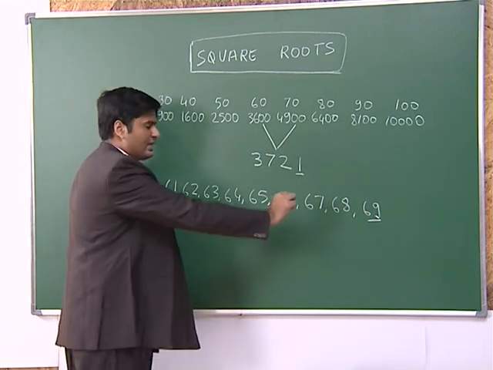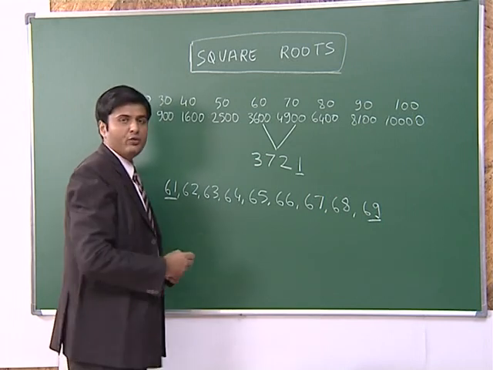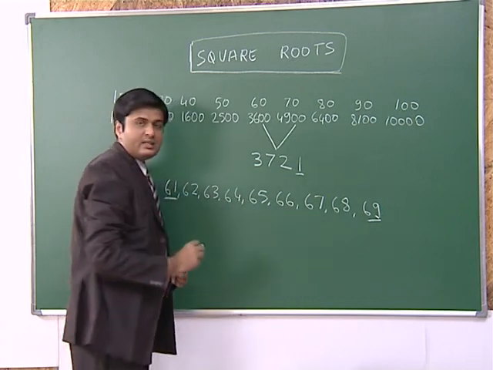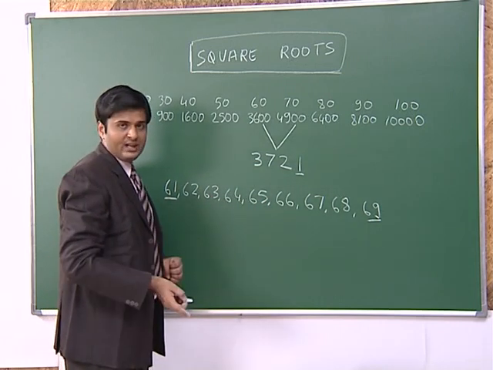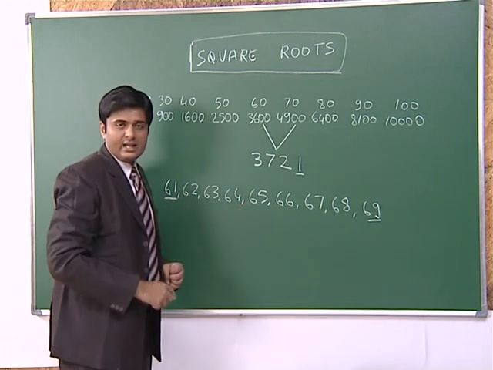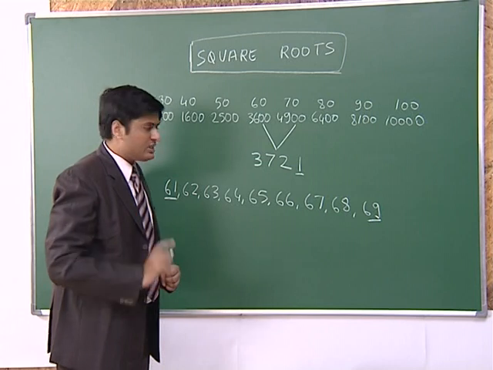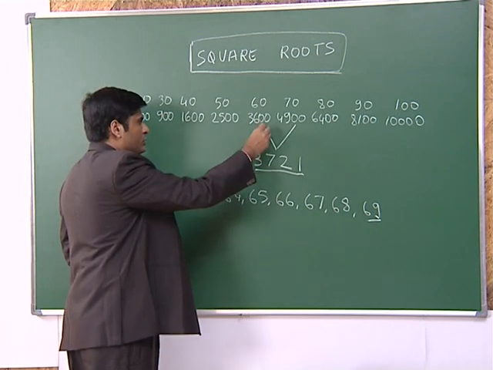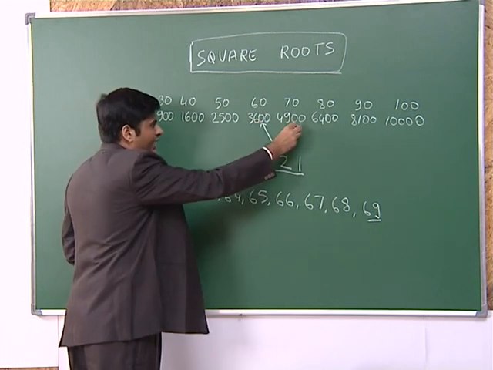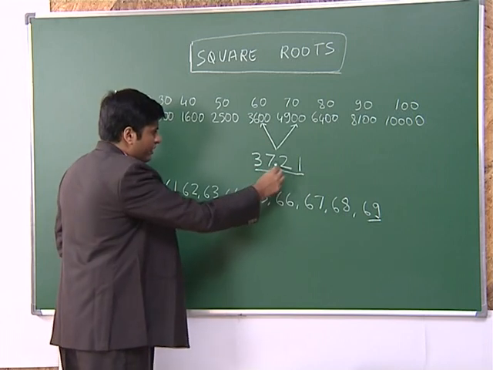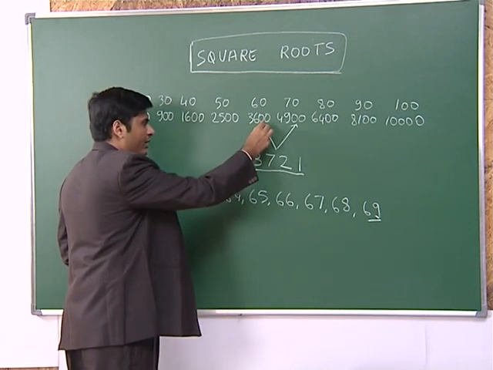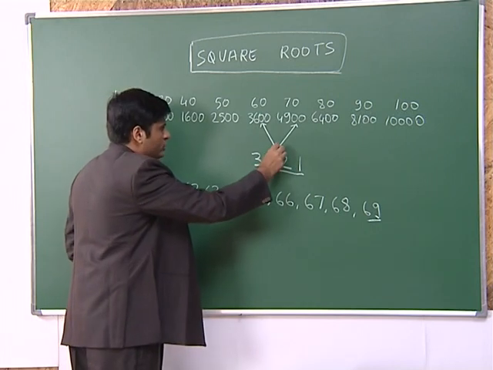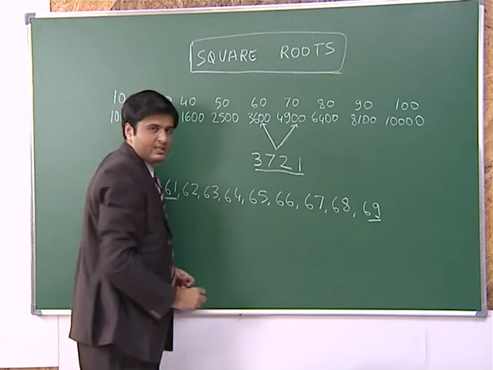You need not write all these numbers. They are just because I am explaining it to you for the first time. So either our answer is 61 or our answer is 69. Next, you must find out which amongst these two is the correct answer. How do you do that? Ask yourself, is this number 3721 closer to the smaller number 3600 or bigger number 4900? If 3721 is closer to the smaller number, we will take smaller as the answer. And if 3721 is closer to the bigger number, we will take bigger as the answer.